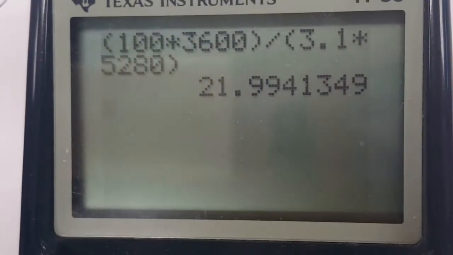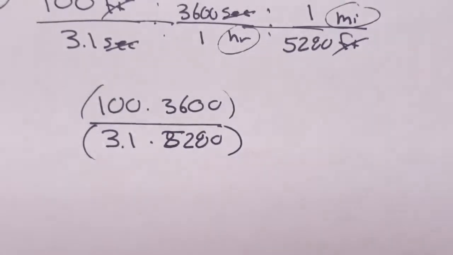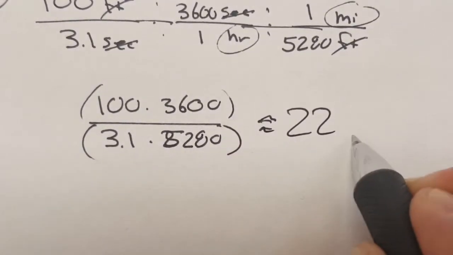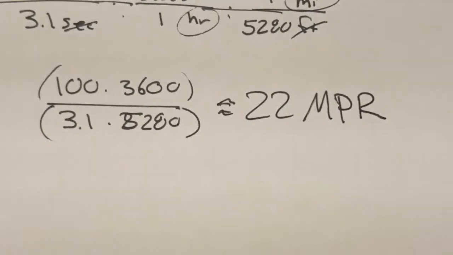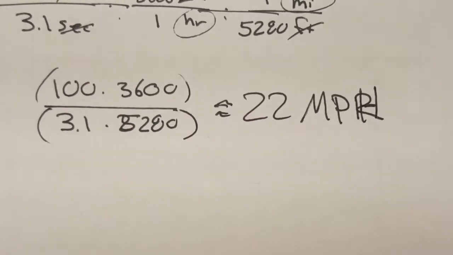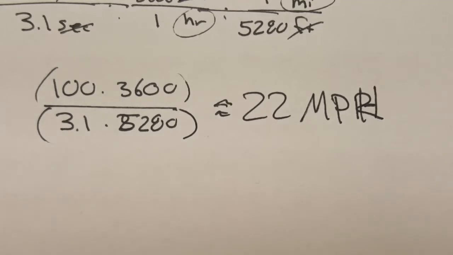To the nearest mile per hour. Sorry, it's blurry. My phone can't focus. There we go. I'm going to round that to about 22 miles per hour. Approximately equal to. There we go. Miles per hour. That's a little bit better. Maybe I got the P and the R stuck in my head. Y'all know me. Sometimes that happens.